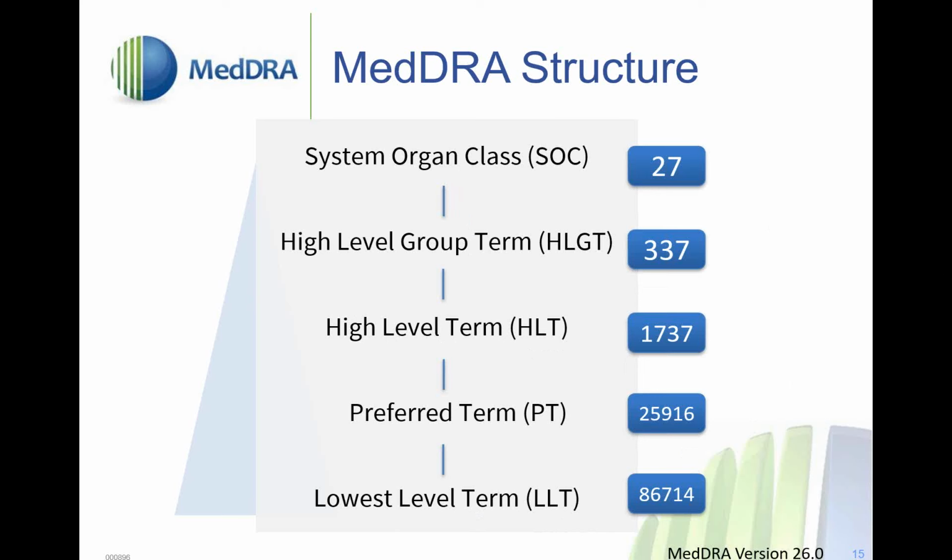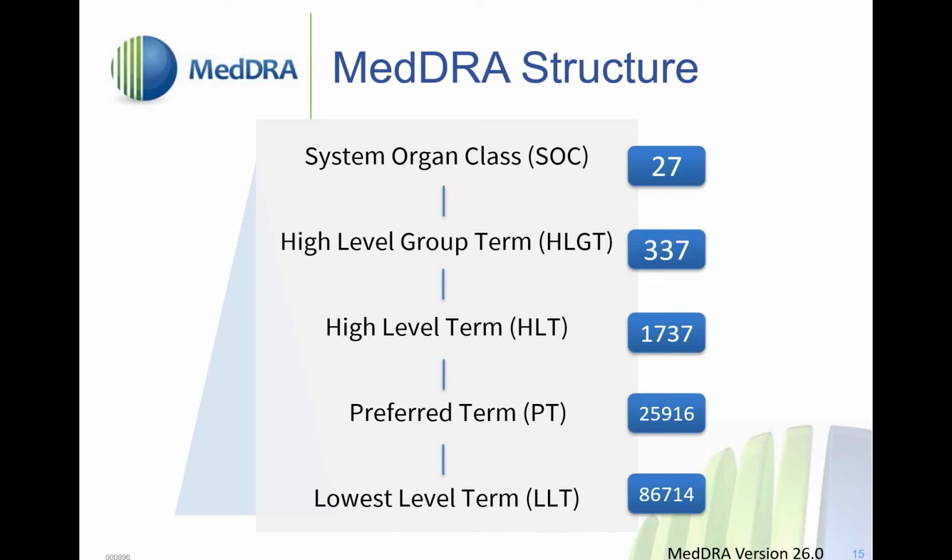So for example, if you're trying to code an abdominal pain, the verbatim you receive from the source, from your reporter, it might say abdominal pain, it might say belly ache, it might say tummy ache, it might say abdominal cramp, but they all mean the same thing. So these are all sibling LLTs. They are all brothers and sisters that are equivalent. Some of them may have additional more details, but they all mean the same thing.